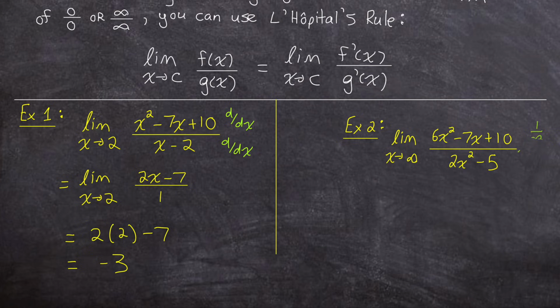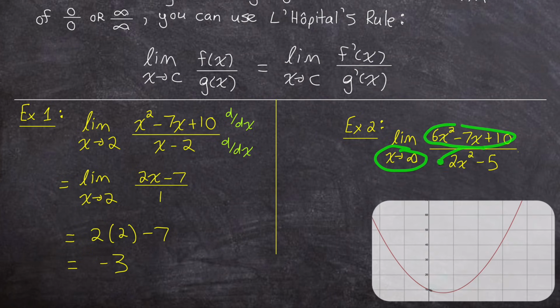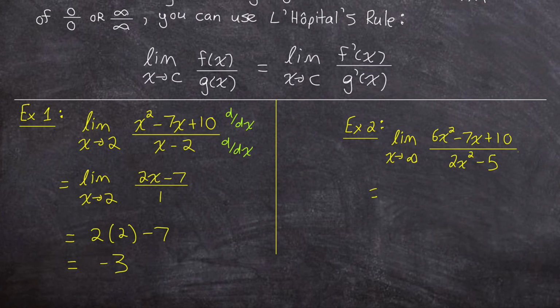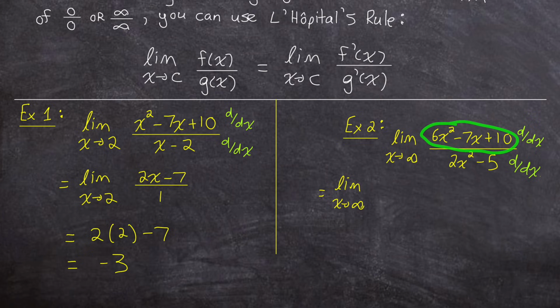But instead of doing that, I noticed that if x is going to infinity, both the numerator and denominator of this function are both going to infinity. So this would give me indeterminate form of type infinity over infinity. And when you get that indeterminate form, you're allowed to use L'Hopital's rule. And to use L'Hopital's rule, I'll differentiate the function that's in the numerator and the function that's in the denominator, and then find the limit of the quotient of those functions. So this would equal the limit as x goes to infinity of the derivative of the function in the numerator, which would be 12x minus 7, divided by the derivative of the function in the denominator, which is 4x.